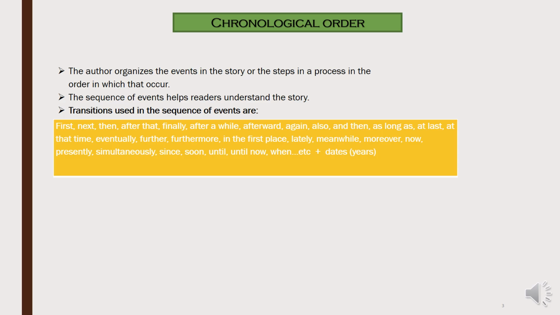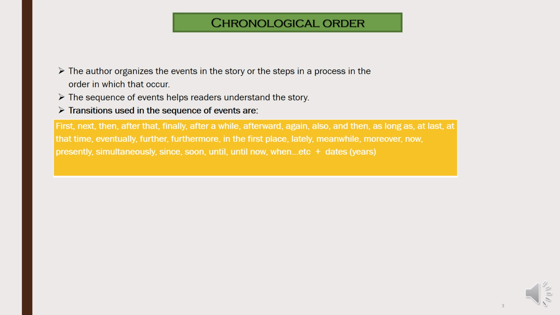First of all, we are going to start with chronological order with this skill. When I say chronological order, I mean time order, or events put in order. I mean from the beginning to the middle to the end. So when I say chronological order, this means time order, when the writer organizes the events in the story or the steps in a process in the order in which they occur.